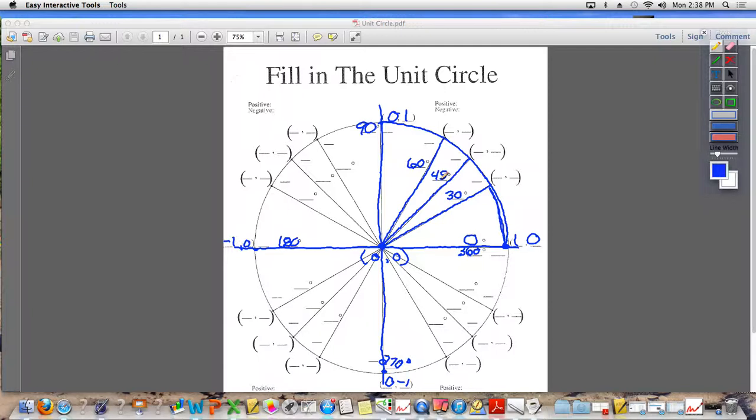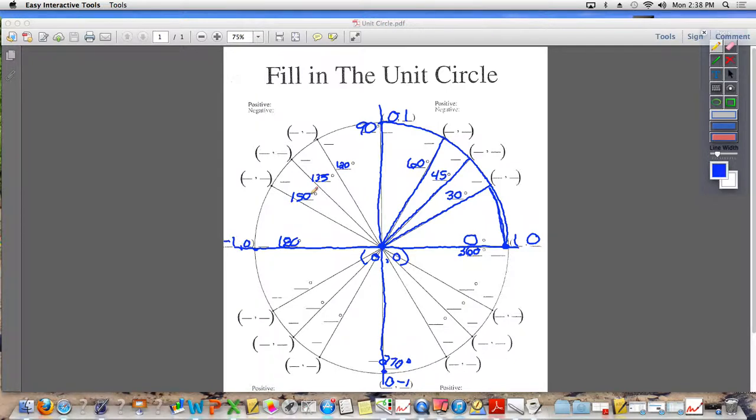All right, let's keep going all the way around the circle. If I rotate another 30 degrees after 90 degrees, that puts me at 120. I'm going to rotate 15 more degrees. That's going to put me at 135 degrees. I rotate another 15, puts me at 150. And then I rotate another 30 degrees, we're at 180.